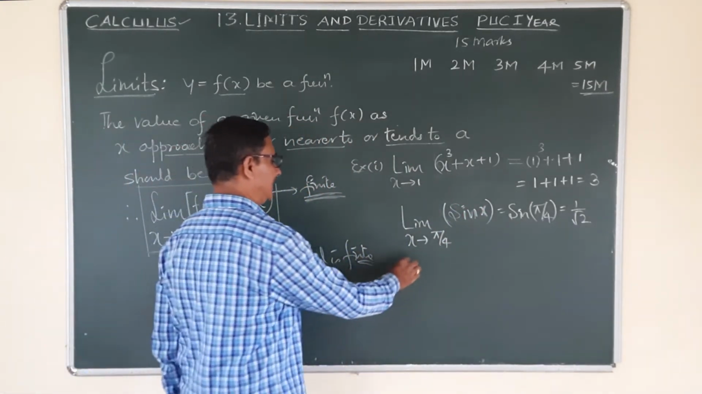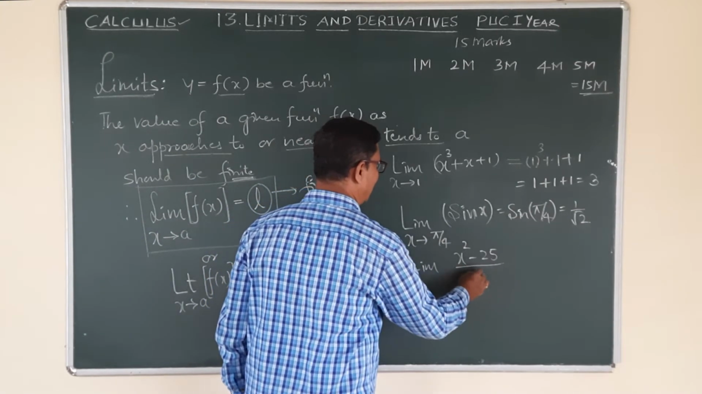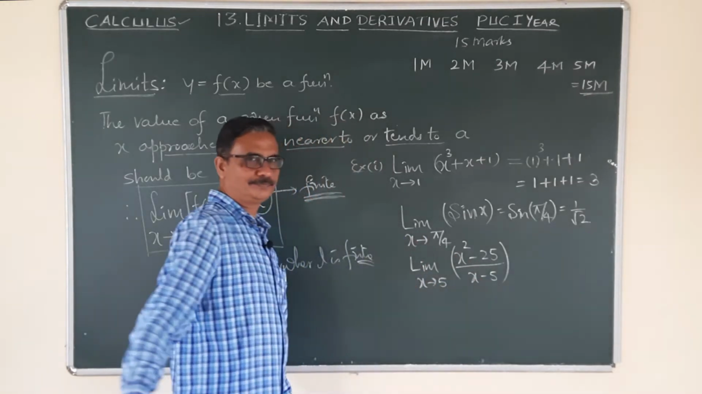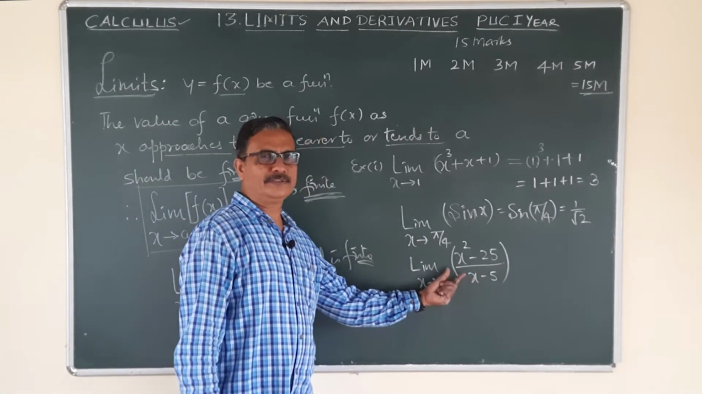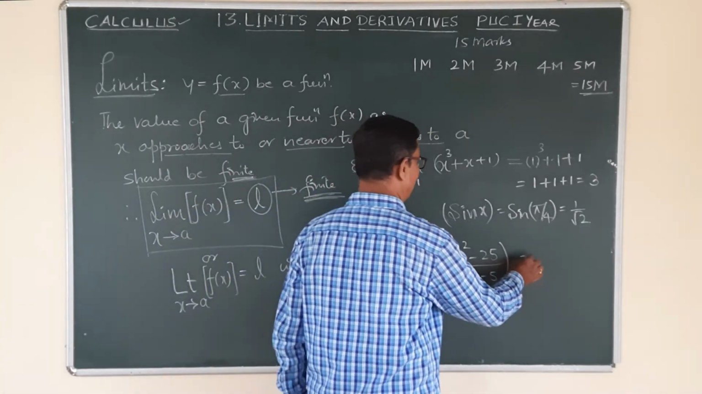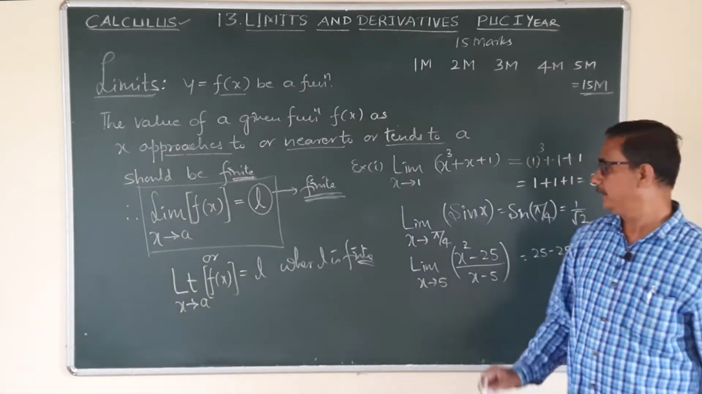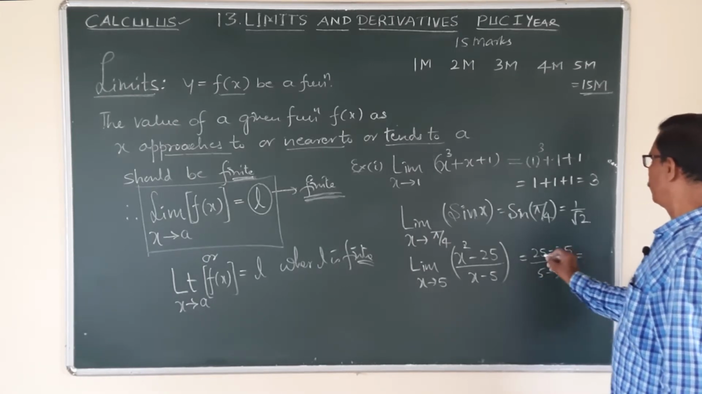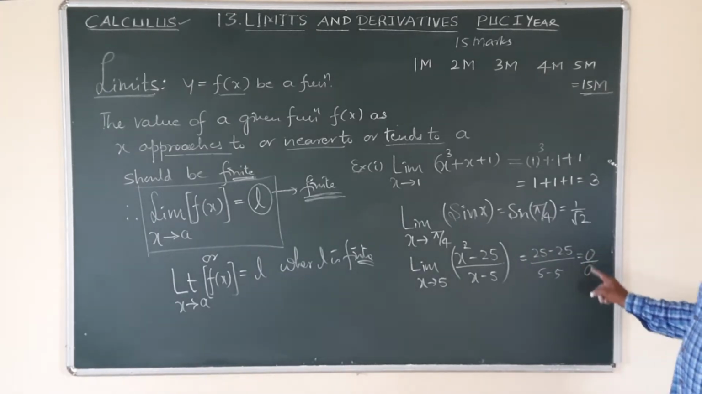Here, take another example. Evaluate the limit of x square minus 25 divided by x minus 5 as x approaches 5. Verify whether that problem is finite or infinite. Check it. Put x equal to 5. 5 square is 25 minus 25, divided by x value 5 minus 5. So 25 minus 25 is 0, 5 minus 5 is 0. 0 by 0.